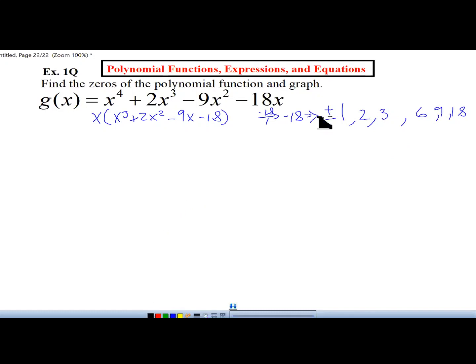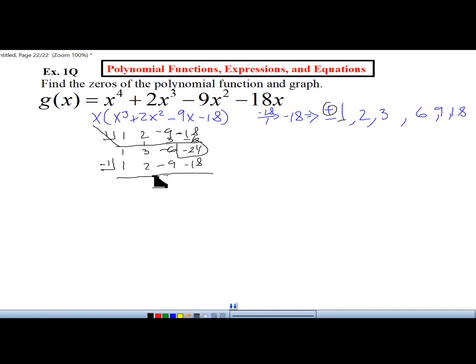All right, so then let's start with positive 1. You should have done positive 1: 1, 2, negative 9, negative 18. 1 times 1 is 1, combine that's 3. 1 times 3 is 3, combine that's negative 6. 1 times negative 6, combine that's negative 24, and that's not our 0. Let's try negative 1. Negative 1 times 1 is negative 1, combine that's 1. Negative 1 times 1 is negative 1, combine that's negative 10. Negative 1 times negative 10 is 10, combine that's negative 8. That's not our 0.